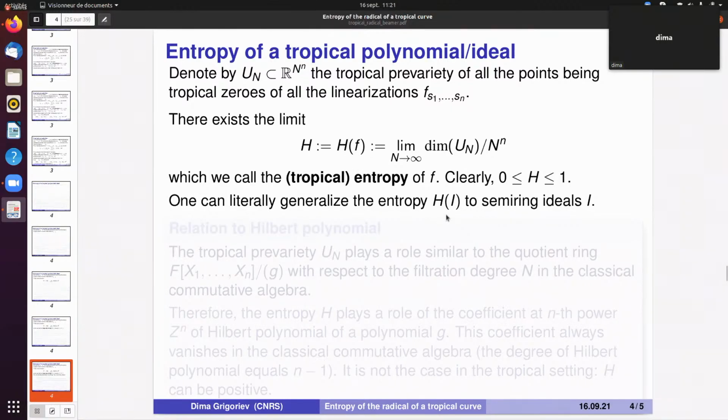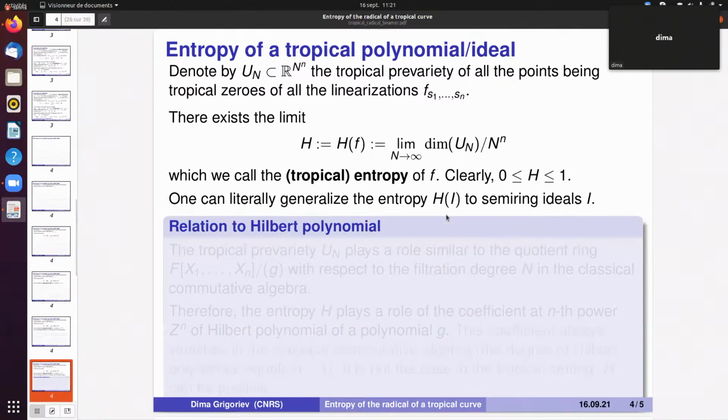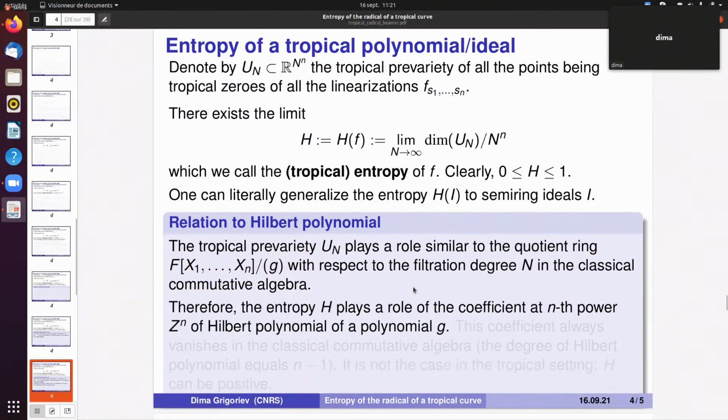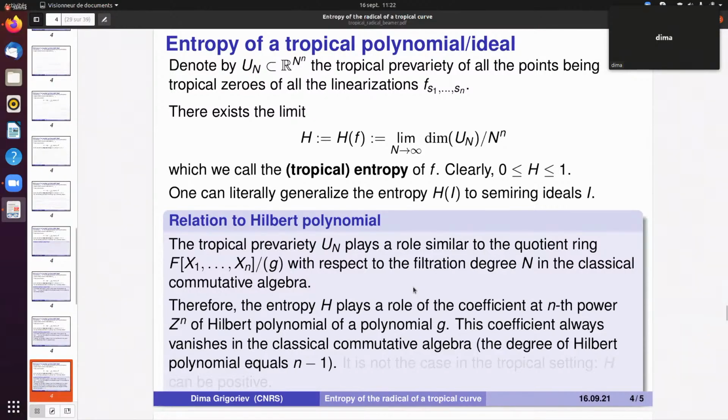And clearly, so far we defined the entropy for a single polynomial, but one can literally generalize it to semi-ring ideals. And what is the relation to Hilbert polynomial? So the tropical prevariety plays a role similar to the quotient ring with respect to the degree filtration. Therefore, the entropy plays a role of the coefficient at the nth power of Hilbert polynomial of, say, a polynomial G, whatever. But as we know in the classical commutative algebra, this coefficient is always 0.